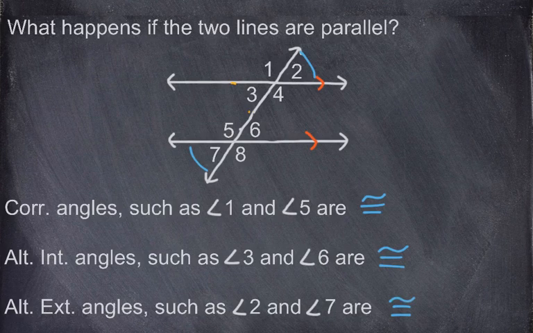So 2 and 7. So alternate interior angles, alternate exterior angles, and corresponding angles, they're all going to be congruent to each other. Okay? So 2 and 7 are congruent, 3 and 6, and 1 and 5.